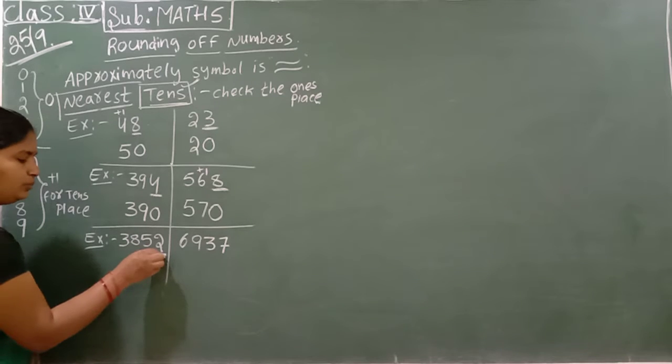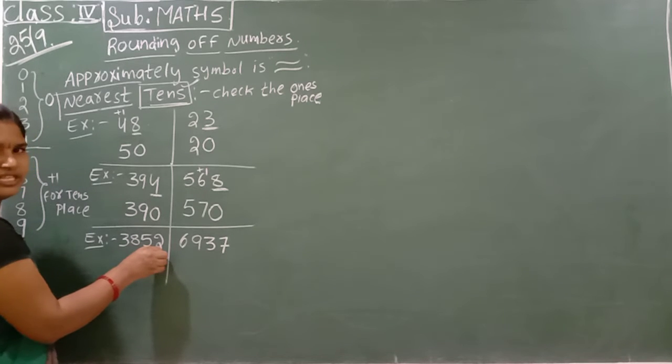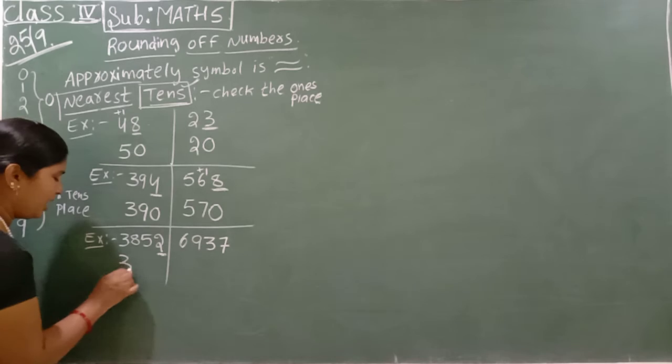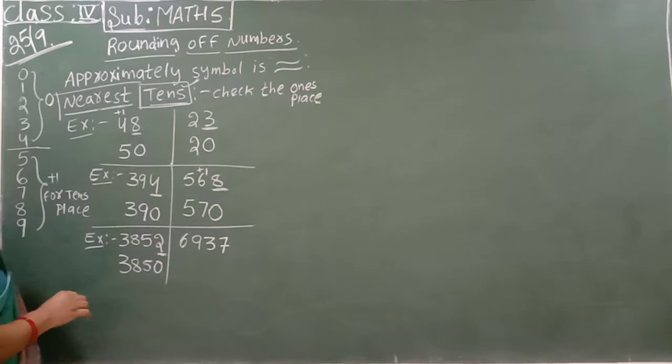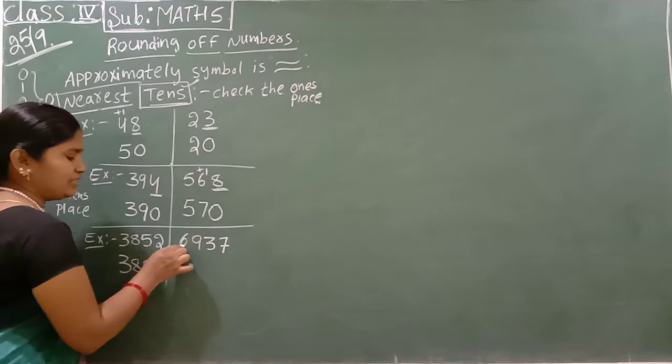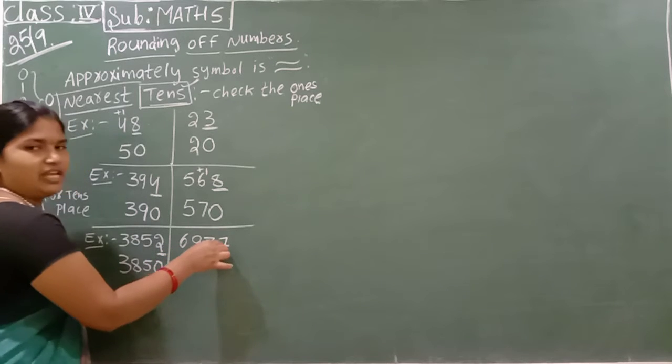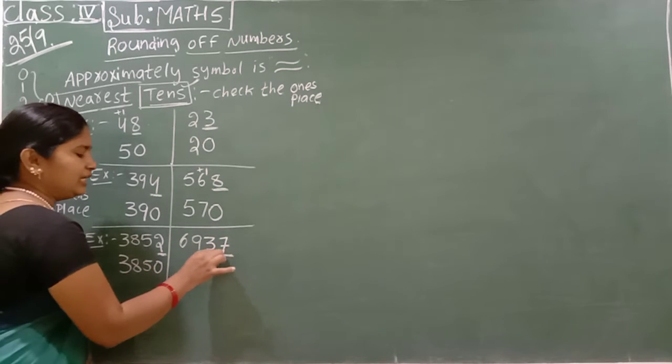See here. 2. Comparing to 5, 2 is the small number. So, I am writing directly 2 place 0. Next example, 6937. Here underline the number.